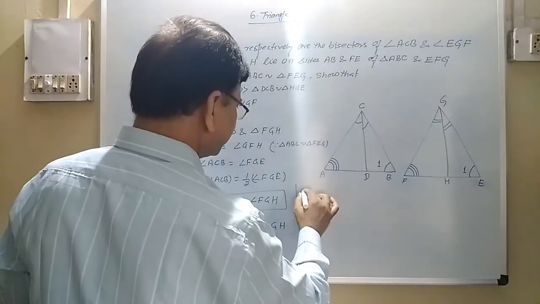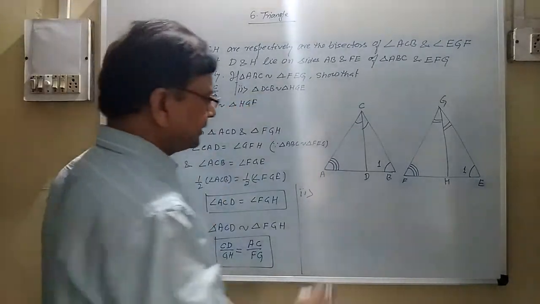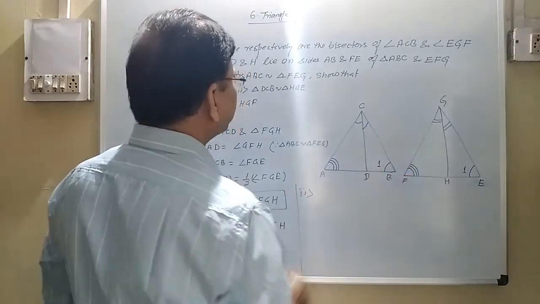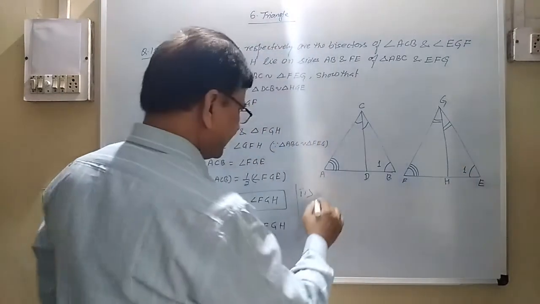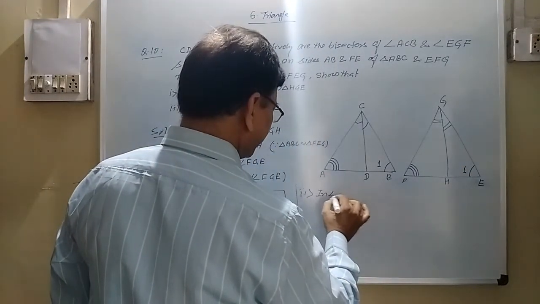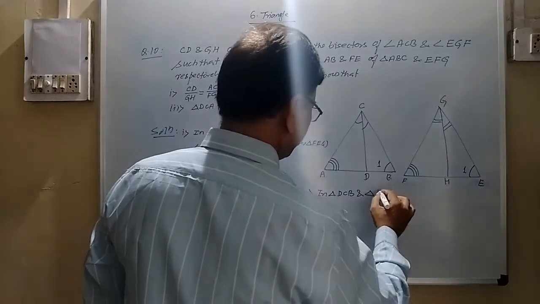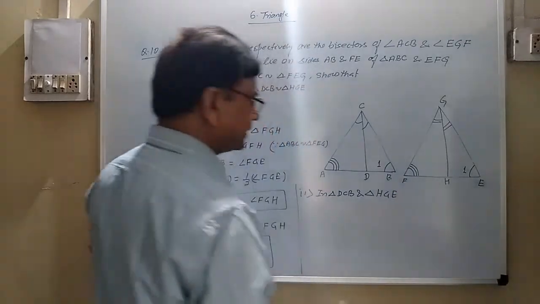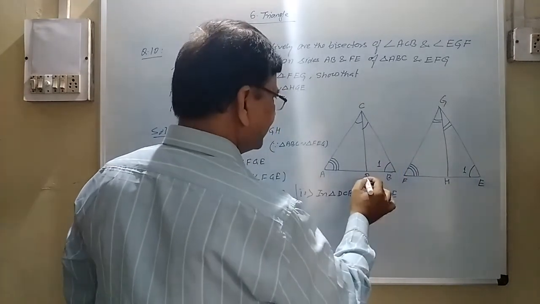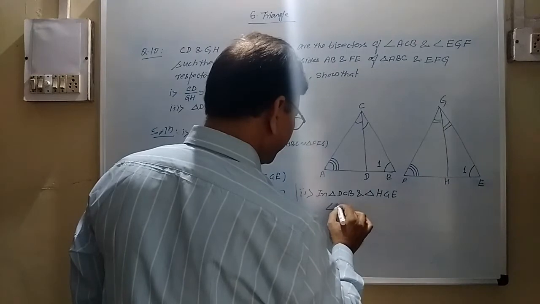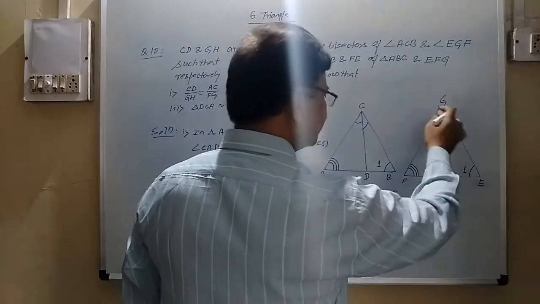Second part, we will go for the second part, that is triangle DCB is similar to HGE. In triangle DCB and triangle HGE, now, in these two triangles, if you look at, angle 1 is equal to this, meaning the angle DBC. Angle DBC is equal to angle HEG.